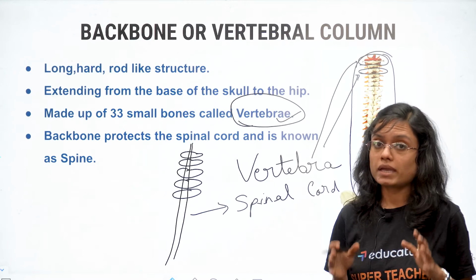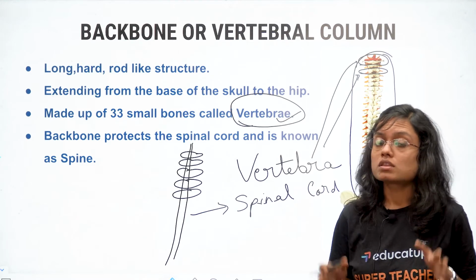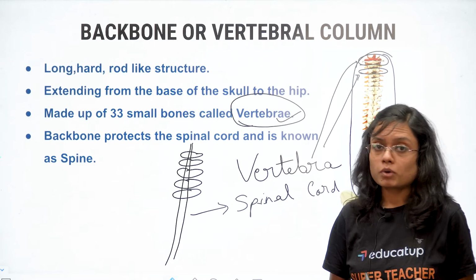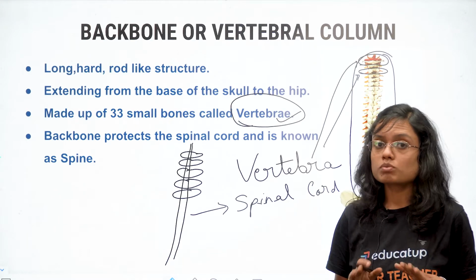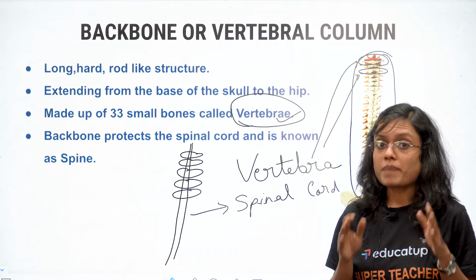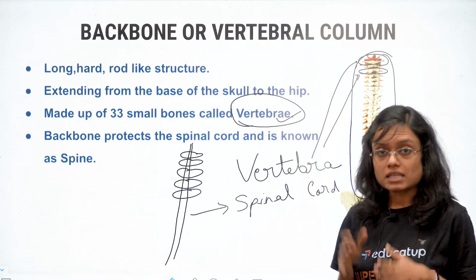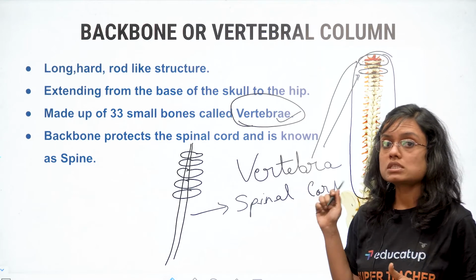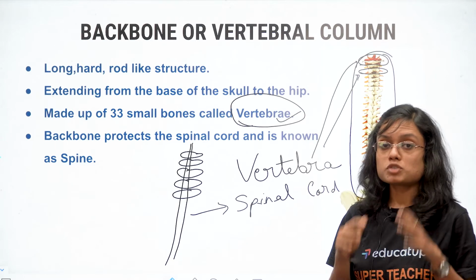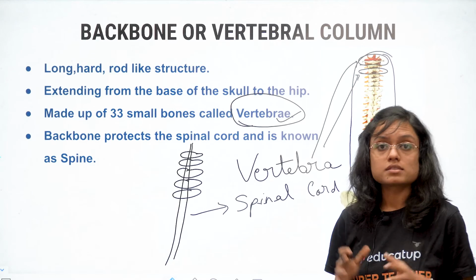So if anything, by God forbid, happens to spinal cord, the person can die. Some part of the body can be paralyzed. It can be very dangerous. So spinal cord is something which needs a very protective covering, and that is why spinal cord passes through these strong 33 bones which protect it, which guard it properly.